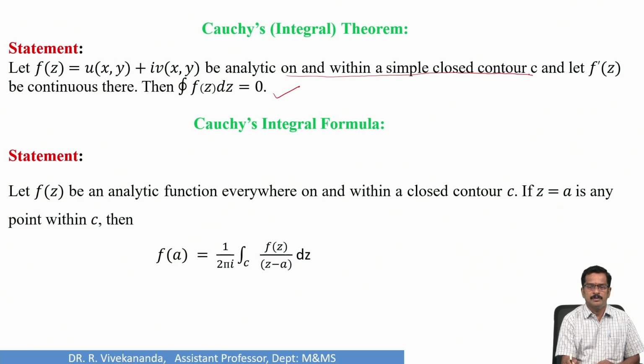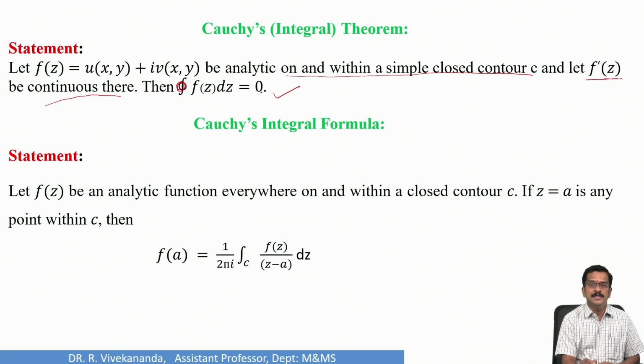Contour is nothing but a smooth curve. On and within a simple closed curve, the function is analytic, and f dash of z exists and is continuous there. Then its integration over the closed contour is going to be 0. That is Cauchy's integral theorem.